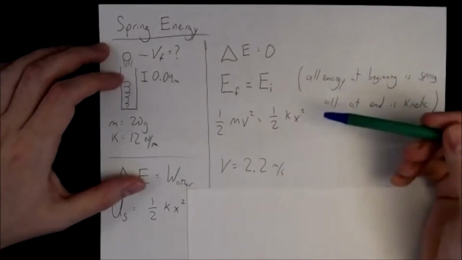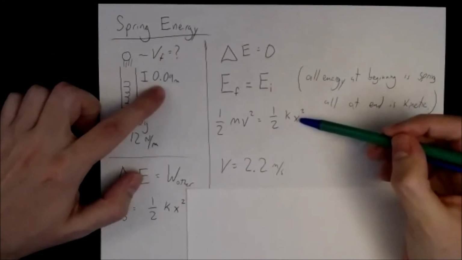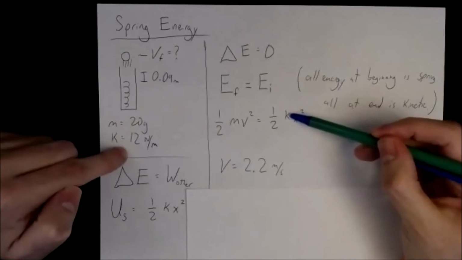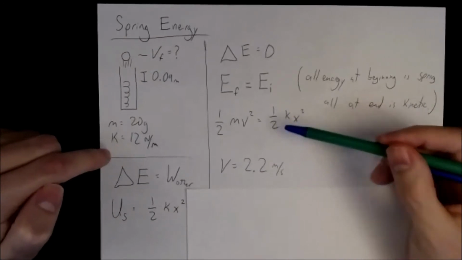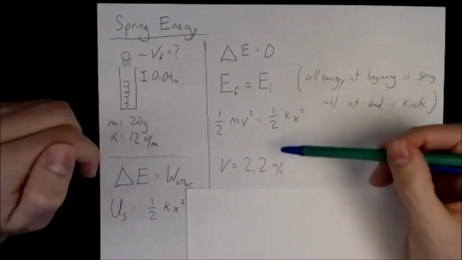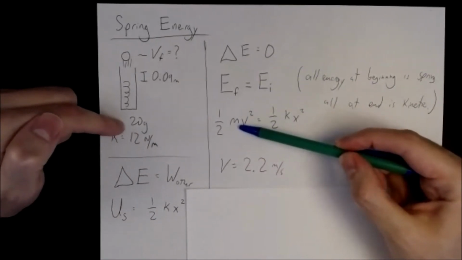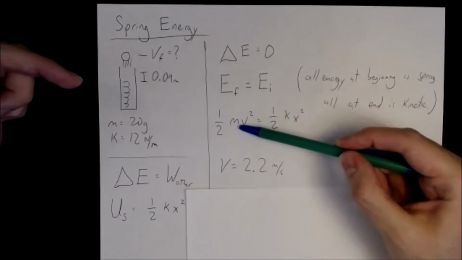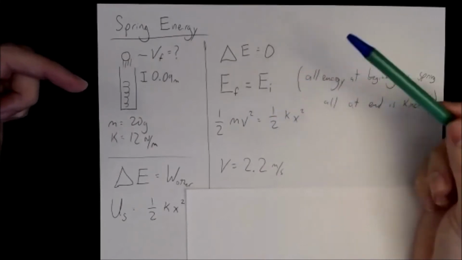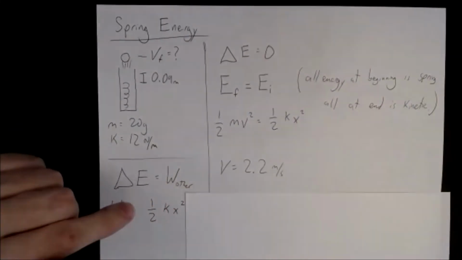It's then very quick to just solve for what the v final is. We know that x is 0.09. We know k is 12 newtons per meter. 1/2 is just a number, and we got rid of it because it's on both sides. Divide both sides by 1/2. The mass is 20 grams. The hardest part there is converting this to kilograms, which is just going to be 0.02 kilograms. And then you've just got one thing left to solve for, and that's the velocity. And you get 2.2 meters per second.